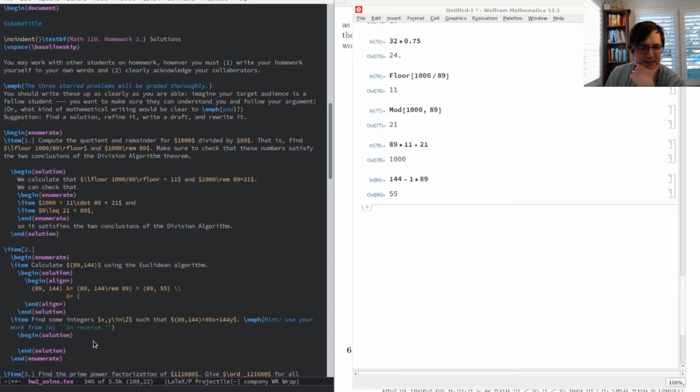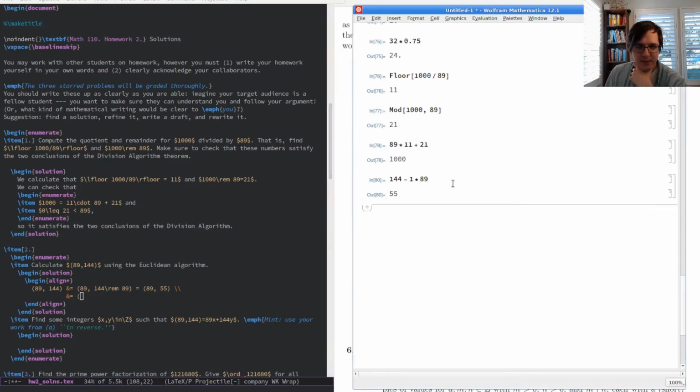Oh, right. So looking ahead, the next problem is we want to find the integers where the GCD is 89 times x plus 144 times y. So we do need to remember how we did all these divisions. So I guess I'll record them here in Mathematica to get the quotients and the remainders, because those are going to come in handy.